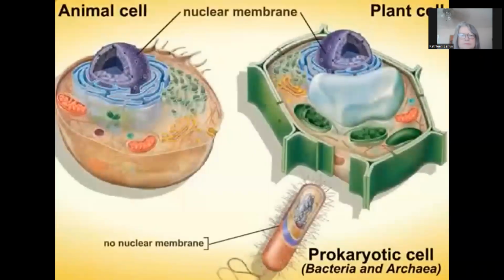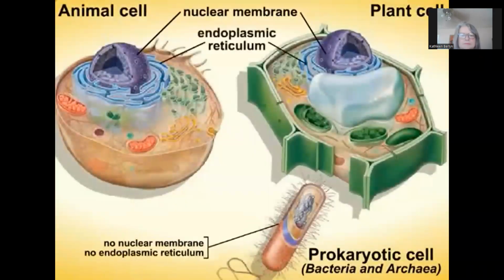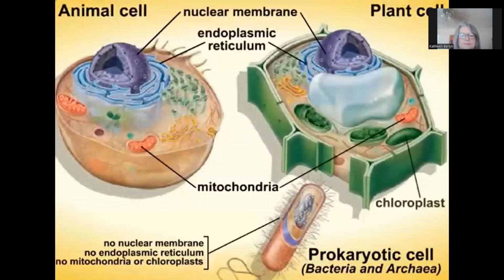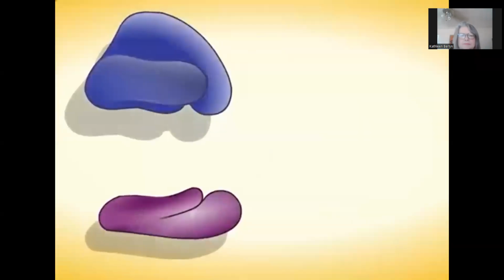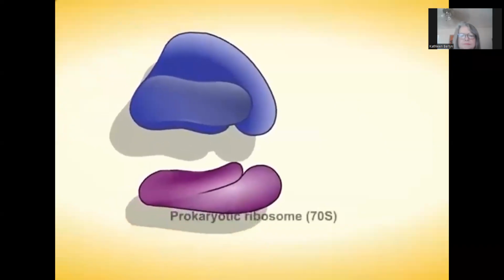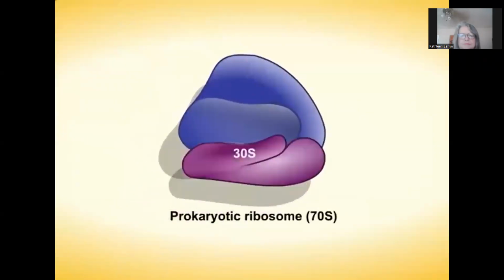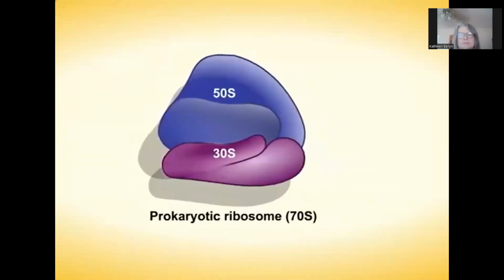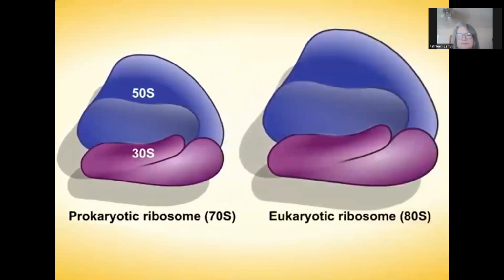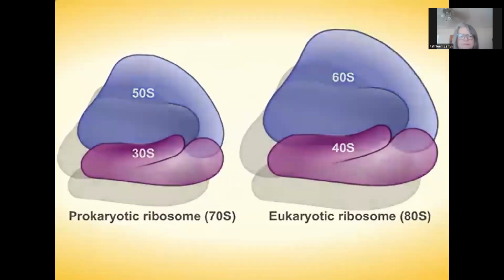Eukaryotic cells contain a nuclear membrane, endoplasmic reticulum, and organelles such as mitochondria and chloroplasts, whereas prokaryotic cells do not. In bacteria and archaea, protein synthesis occurs on 70S ribosomes, made up of 30S and 50S subunits, whereas in eukaryotic cells, translation occurs on 80S ribosomes, made up of 40S and 60S subunits. S values are based on the size, shape, and weight of a particle, which accounts for why the sum of subunits of the ribosome does not equal the S value of the intact ribosome.